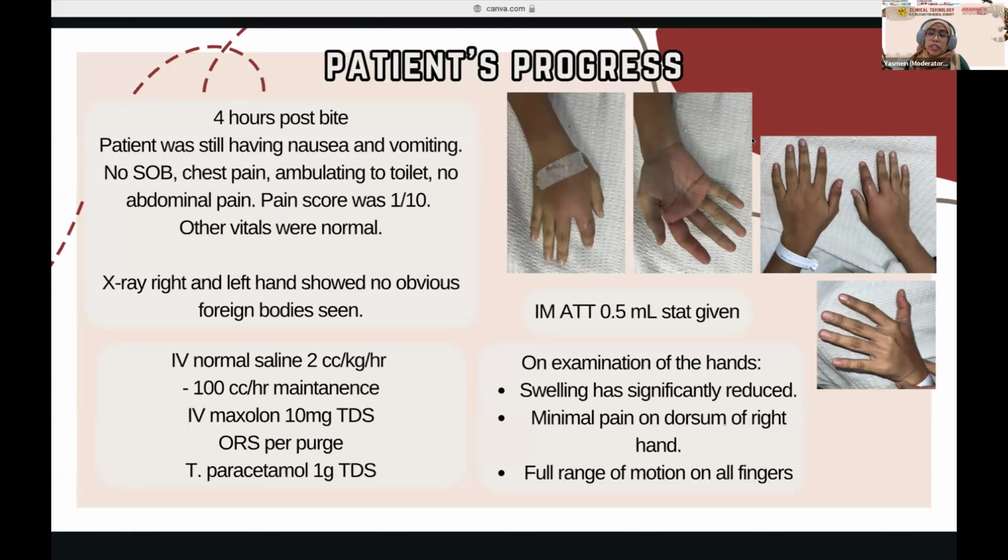The swelling has significantly reduced. There has been minimal pain on the dorsum, and there was full range of motion on all fingers. So possibly could get some of the panelists to give your opinion on the management done currently. Was it adequately done, or was it appropriately managed?